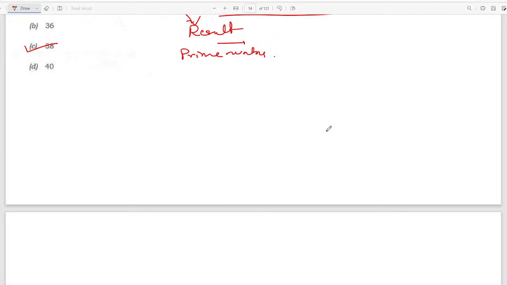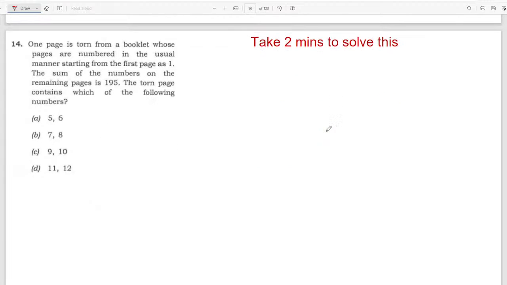I hope this is clear. We'll move to the next question then. Take 2 minutes to solve this question. Got option C. So we'll see how to go about this question.